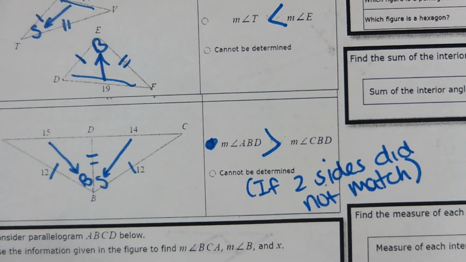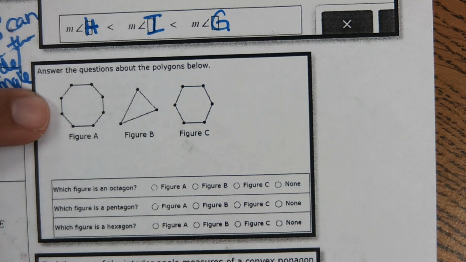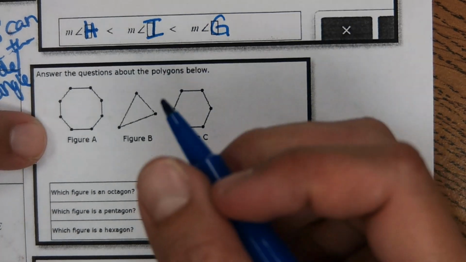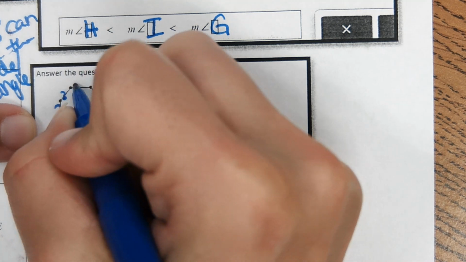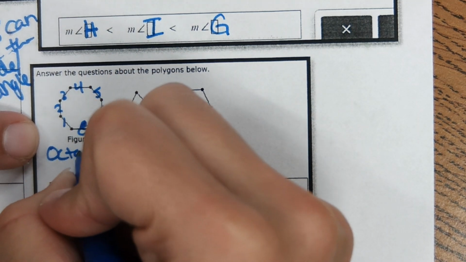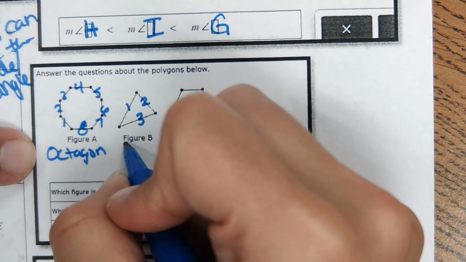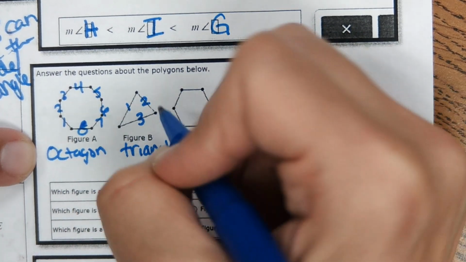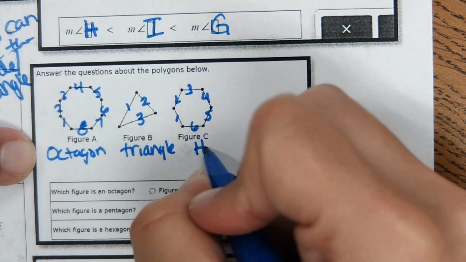Okay, and then over here, we have these shapes about the polygons. It just wants you to name the polygons, so you're going to name them based on the number of sides. This has 1, 2, 3, 4, 5, 6, 7, 8 sides, so that is an octagon. This has 1, 2, 3 sides, so this is a triangle. 1, 2, 3, 4, 5, 6 sides, so that is a hexagon.